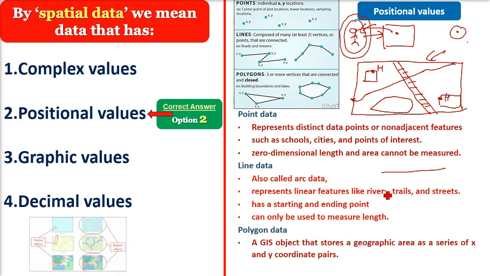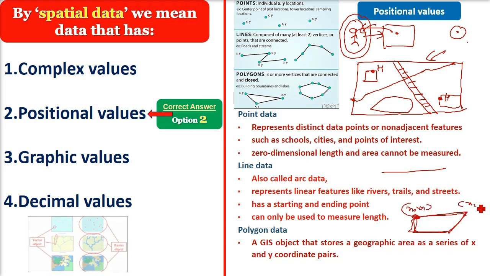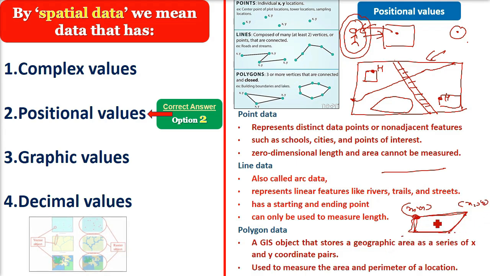So a polygon here is a GIS object that stores a geographic area as a series of X and Y coordinate pairs. For example, these are dots which we have made, and they will have some X and Y, that is the location in the Cartesian coordinate system which we assume. So this is the x1 y1 coordinate, this is the x2 y2 coordinate, the other will be x3 y3, then the next one will be x4 y4, and again the final point will match the first, x1 y1.